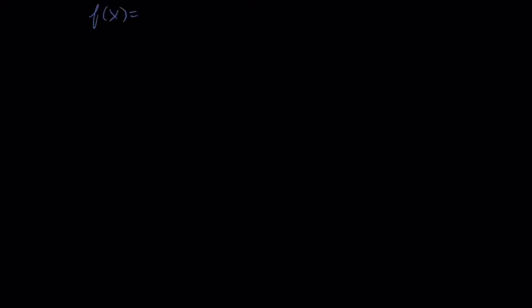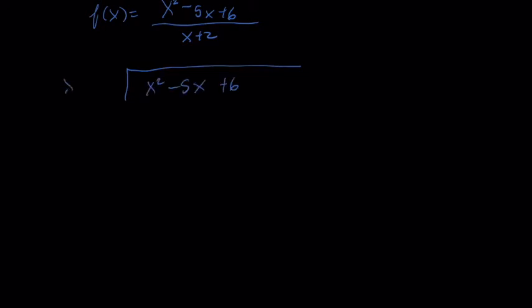If I have f of x equals x squared minus 5x plus 6 over x plus 2, I'm going to go ahead and divide this. I'm going to do long division instead of synthetic just for the practice. So I've got x squared minus 5x plus 6 divided by x plus 2. And I say, okay, what do I multiply x by to make it look like x squared? The answer is x. So x times x is x squared. x times 2 is 2x. I subtract this. That gives me negative 7x plus 6.